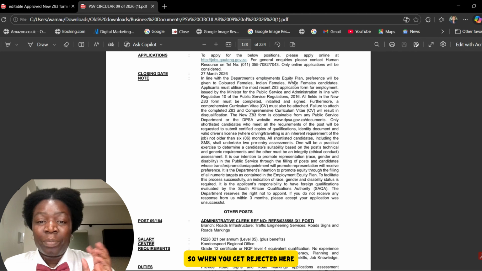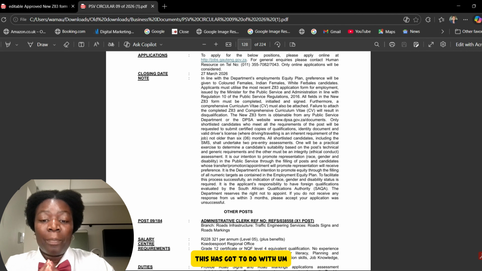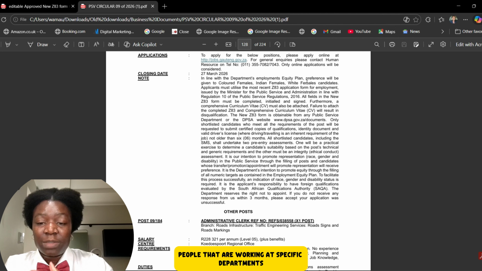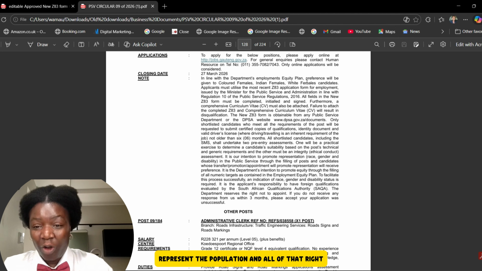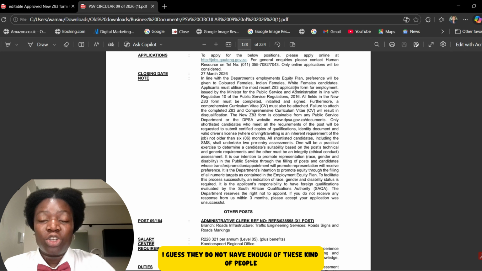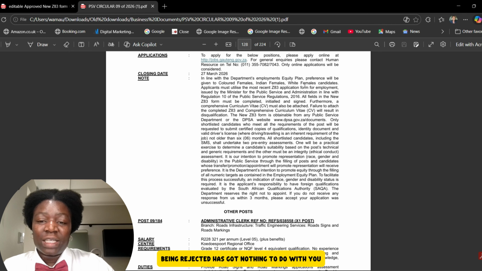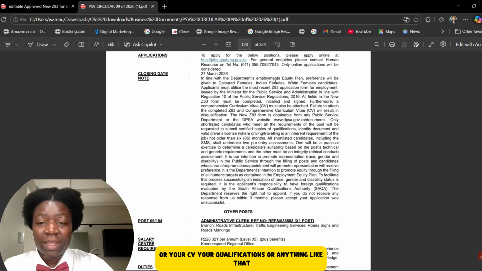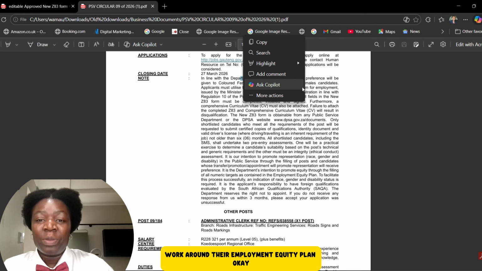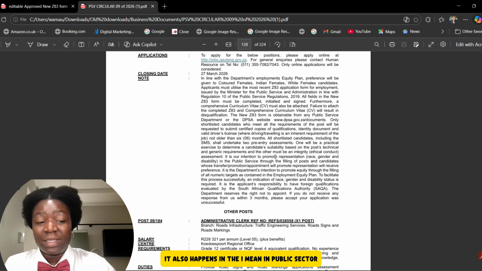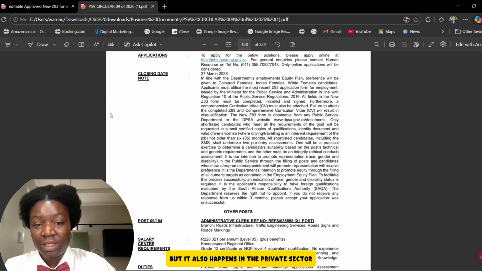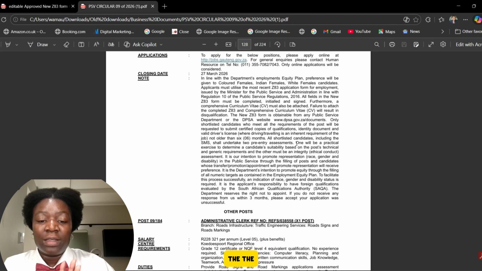So when you get rejected here, you should know that they are also following their own employment equity. This has to do with whether the people that are working at specific departments represent the population and all of that, right? So in this regard, I guess they do not have enough of these kinds of people. So you being rejected has got nothing to do with you or your CV or your qualifications or anything like that. They are also trying to work around their employment equity plan, okay? This doesn't only happen in the public sector, it also happens in the private sector.